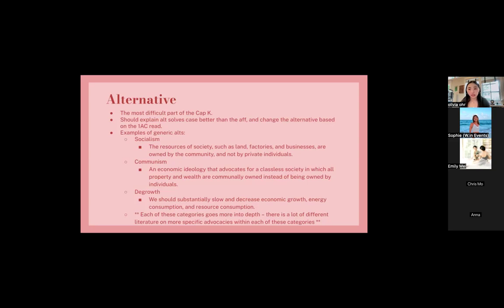All of these alternatives go in a lot more depth than these blanket categories, but just for the sake of time, I'll just go through the main categories. The next alternative is communism. Communism is an economic ideology that advocates for a classless society in which all property and wealth are communally owned instead of being owned by individuals.